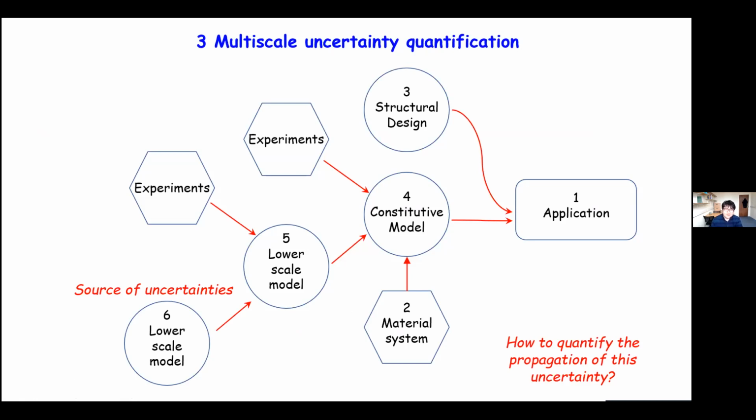So we know that in all these procedures, we will have uncertainties associated with different length scales. And the question to ask is, how do we quantify the propagation of uncertainty through the length scales? For example, suppose I have uncertainty at this very low length scale, how would this uncertainty propagate by the end of the day to my application, the macroscopic application, right?